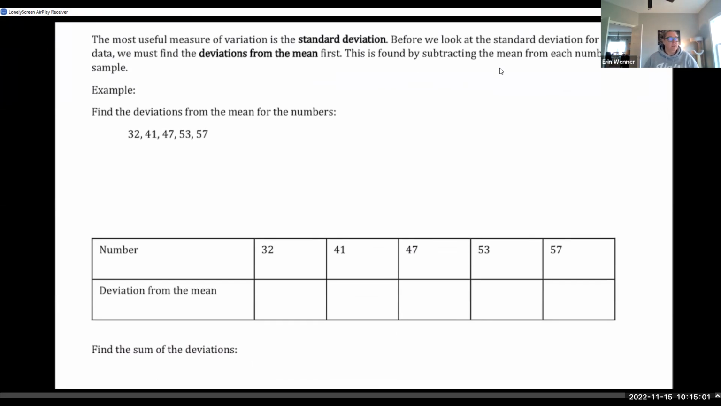And before we look at the standard deviation for a set of data, we must find the deviations from the mean first. This is found by subtracting the mean from each number in the sample set. So in order to do that, we have to find the mean first. So we're going to calculate the mean. Remember, to find the mean, we are taking the data points and adding them together, and we are dividing by how many we have. So we have 1, 2, 3, 4, 5 data points. And so adding those all up, we'll have 230 divided by 5, which gives us a mean of 46.